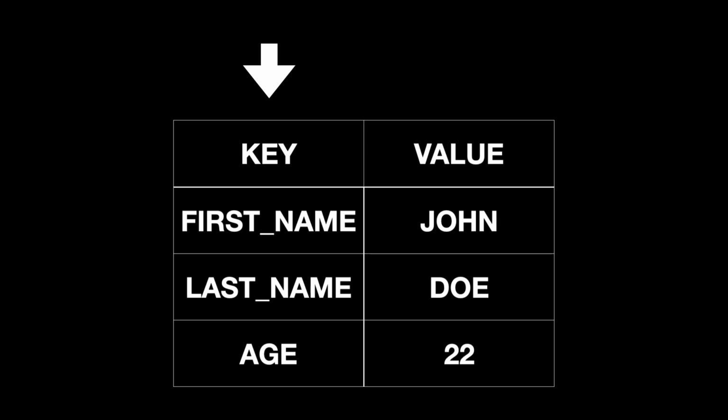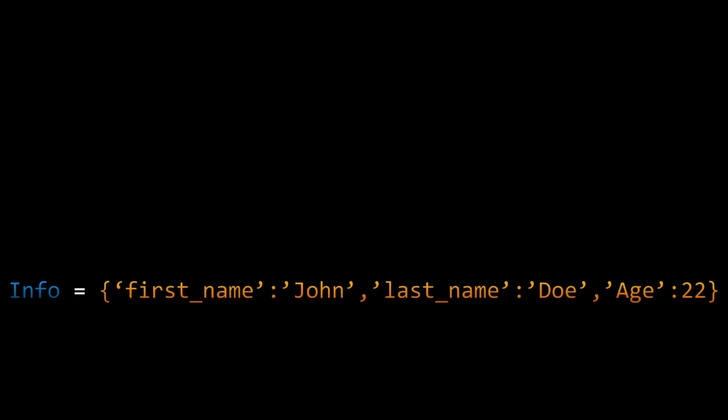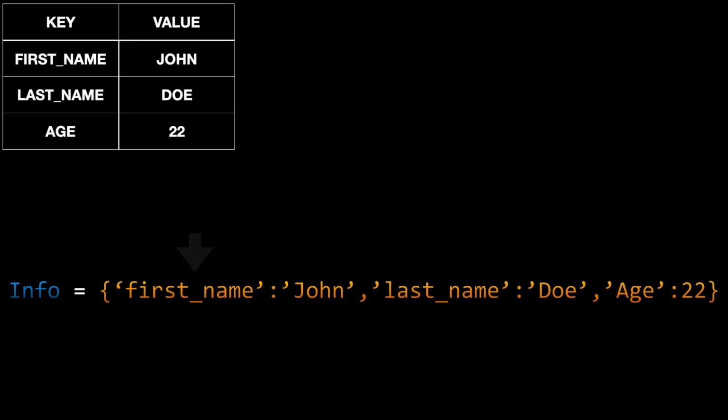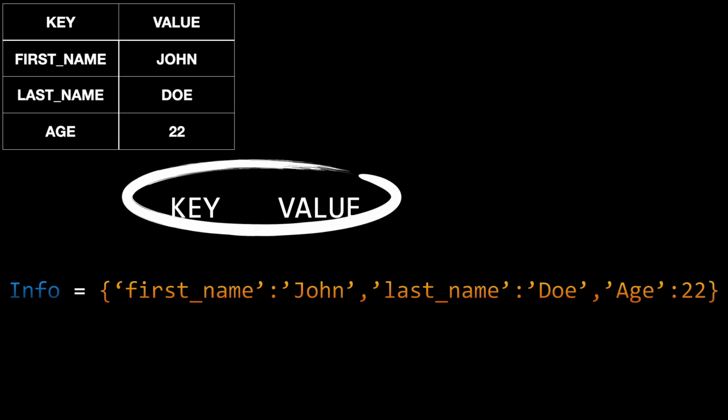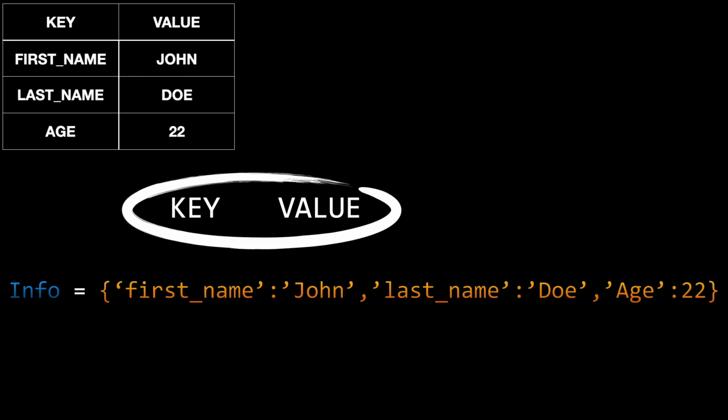To paint a picture, here is a table with some information. In the first column are the keys, and in the second column are the values. This is what the information from the table looks like as a dictionary in Python. The part before the colon is the key, and the part after the colon is the value. Together they are called a key-value pair. Each key-value pair is separated by a comma.